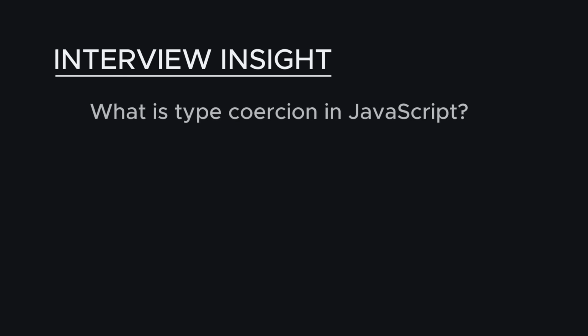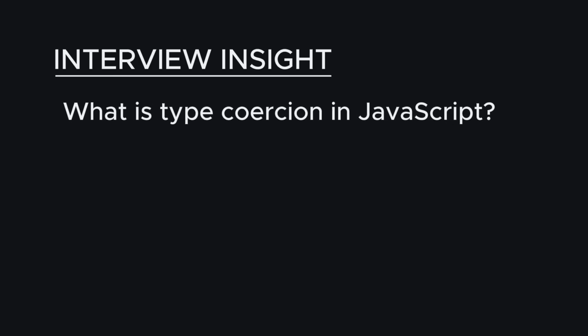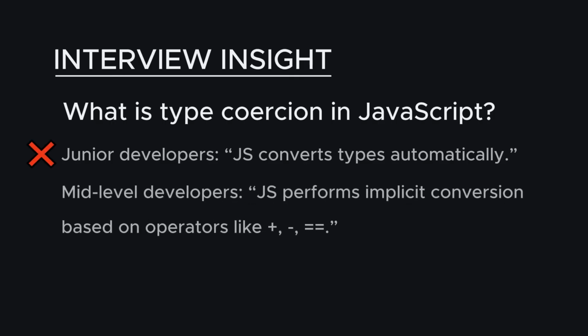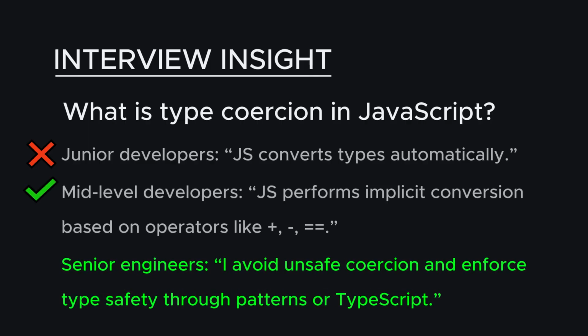In interviews, you will get asked, what is type coercion in JavaScript? Junior developers say JS converts types automatically. Mid-level developers say JS performs implicit conversion based on operators like add, subtract, equals. Senior engineers say, I avoid unsafe coercion and enforce type safety through patterns or TypeScript.